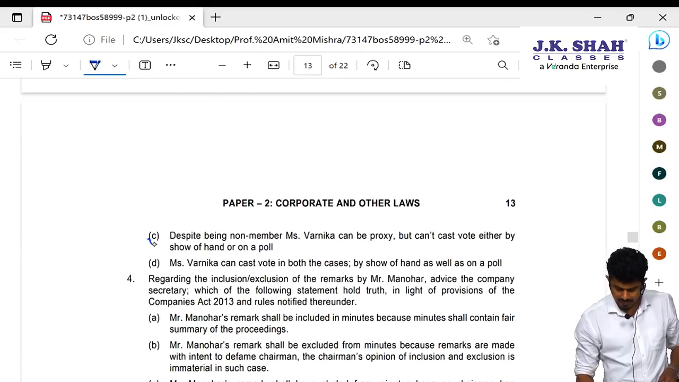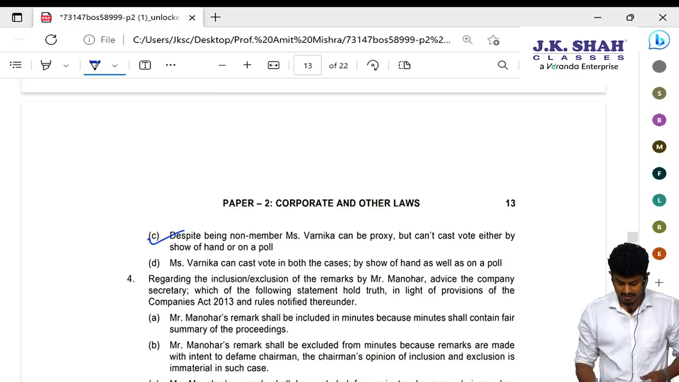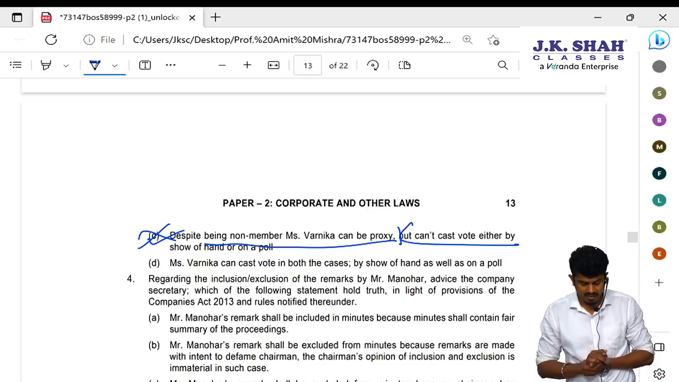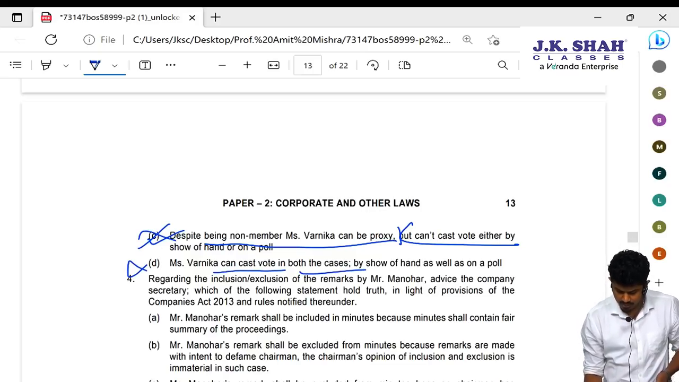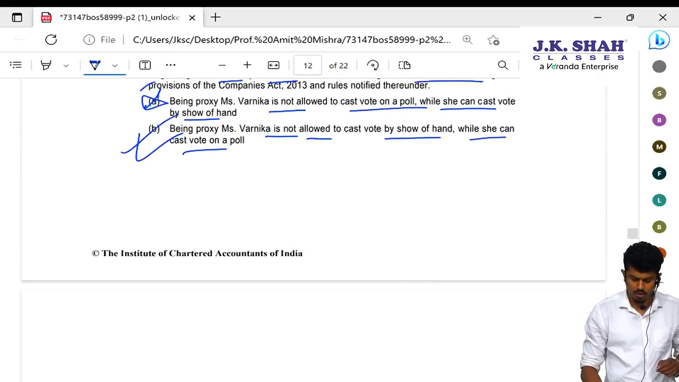Now, despite being a non-member, Ms. Varnika can be proxy but can't vote either by show of hands or on poll. The first part is correct but the second part is incorrect. So point C is incorrect. And D: she can cast vote in both the cases. The answer is no. She can only cast vote in poll. Therefore, the correct option will be B option.